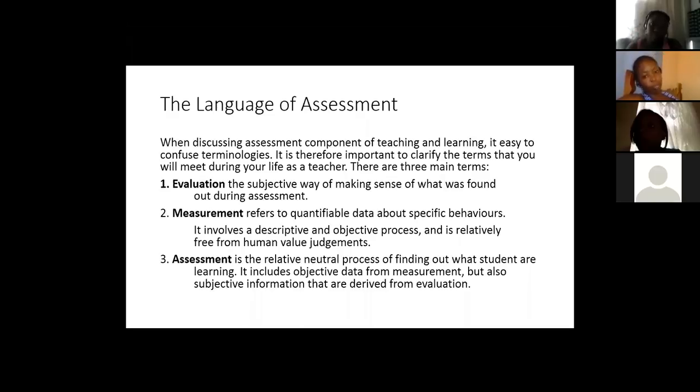All right. Let me pause there for you to digest and talk to each other. Ophelia, can you talk to Courtney about what that means to you? When the statement is that evaluation is the subjective way of making sense of what was found out during assessment, what does that mean to you, Ophelia? You're talking to Courtney, and Courtney is going to reply.